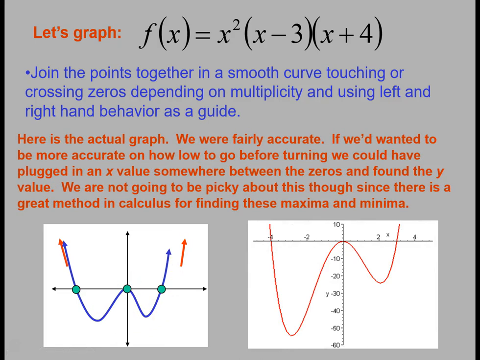Now here's the actual graph. We were fairly accurate. If we wanted to be more accurate on how low we had to go before turning, we would have had to find some extra points in there, but I'm okay with you doing this. One thing you should notice, though, is that I probably should have drawn this one a little bit lower. Since these points are farther apart than these two, then that means the dip is going to go down lower. The farther apart the x-intercepts are, the lower or higher the curve will go in between them.